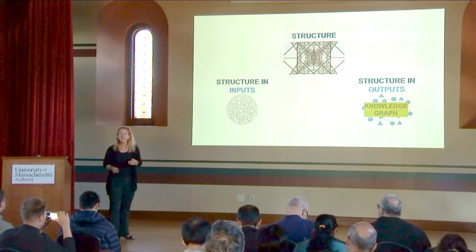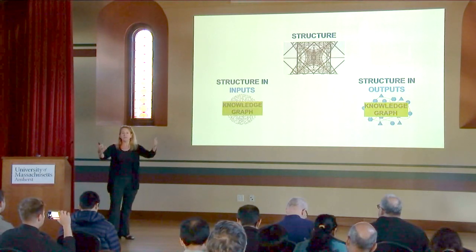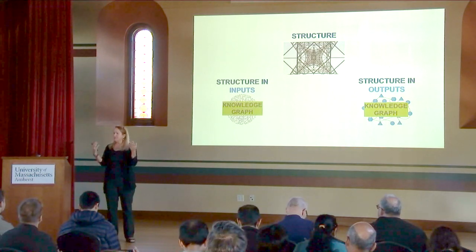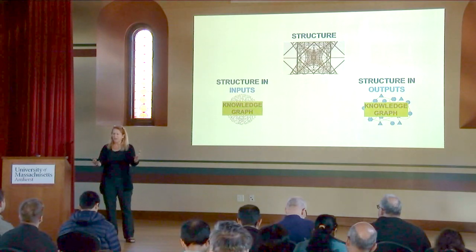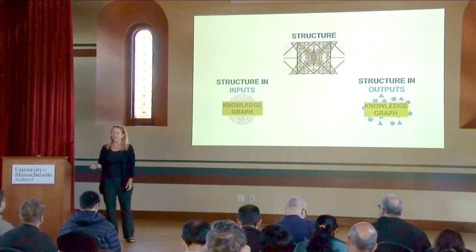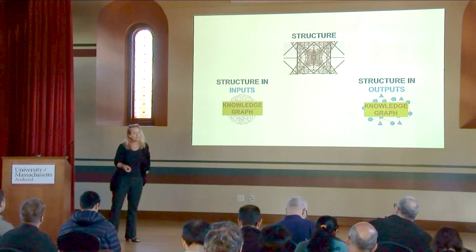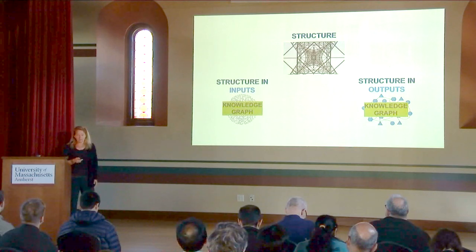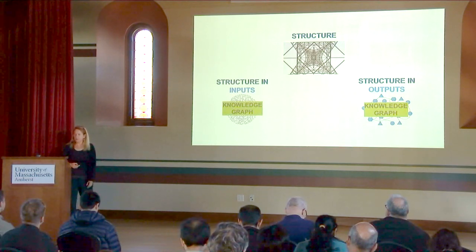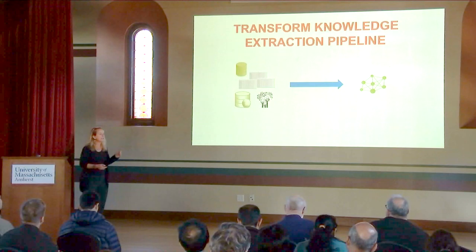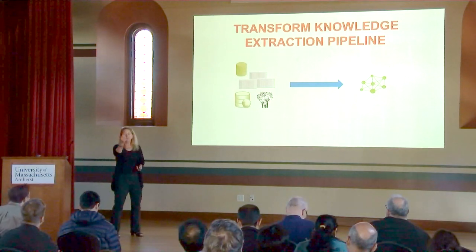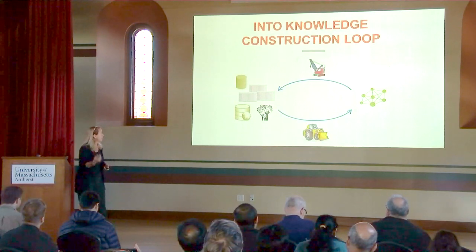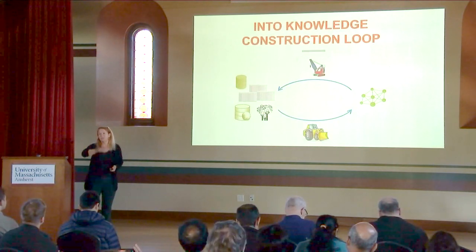One of the things we may be trying to do is construct a knowledge graph, and there's all kinds of interesting structured prediction kinds of problems in doing that. And then of course, we've seen a bunch of talks that have talked about how I argue that there's already a lot of structure in the input, but if you have a knowledge graph on top of that, you can exploit it even more. So what I want to do, and which I think a lot of other folks here want to do as well, is to change this knowledge extraction from a pipeline into something more like a knowledge construction loop.